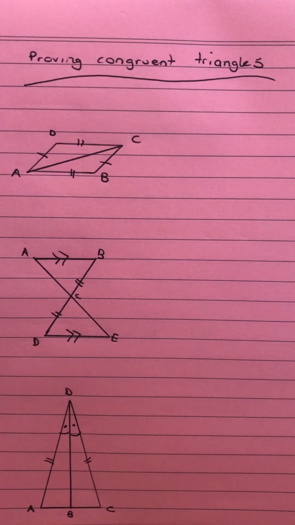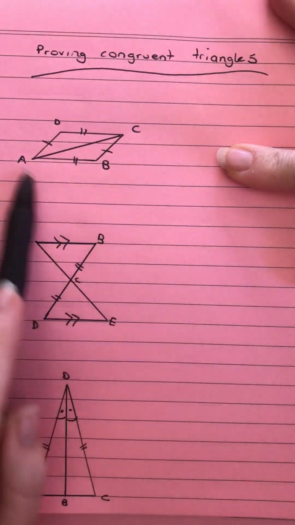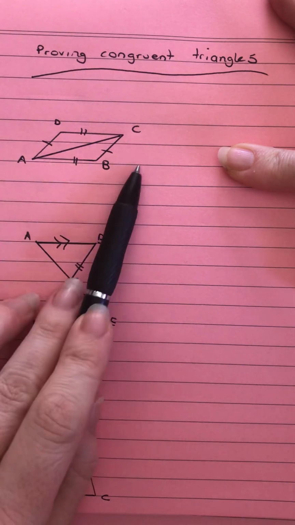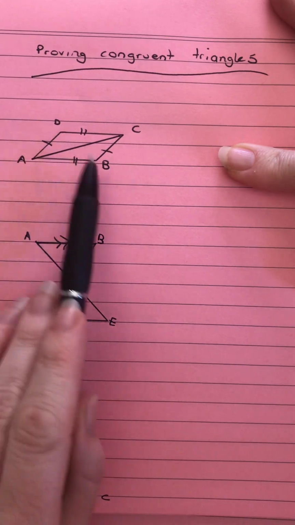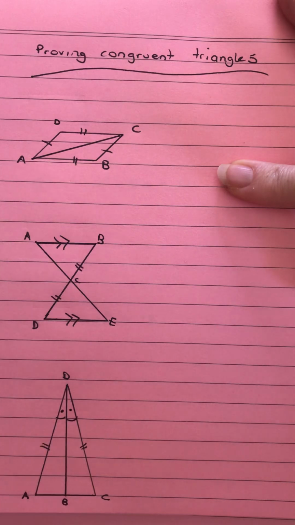In this video, I'm going to have a look at a couple of proving congruent triangles questions, where we've got triangles either inside another triangle or linked to another triangle, and just what processes we go through. So here we've got a shape with a parallelogram. We want to prove that our two triangles are congruent.